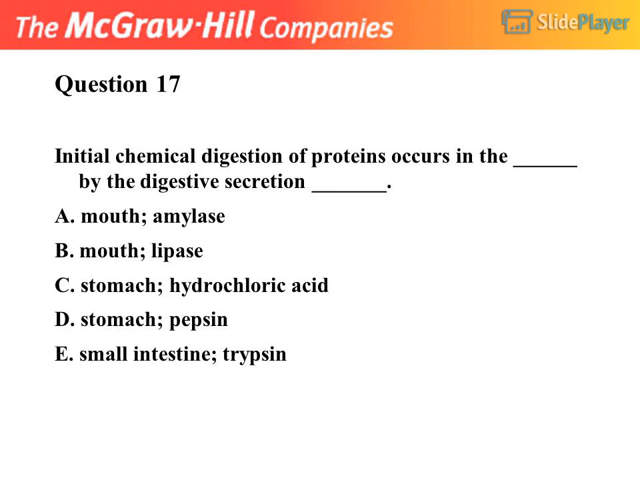Question 17. Initial chemical digestion of proteins occurs in the underscore by the digestive secretion underscore. A. Mouth, amylase. B. Mouth, lipase. C. Stomach, hydrochloric acid. D. Stomach, pepsin. E. Small intestine, trypsin.